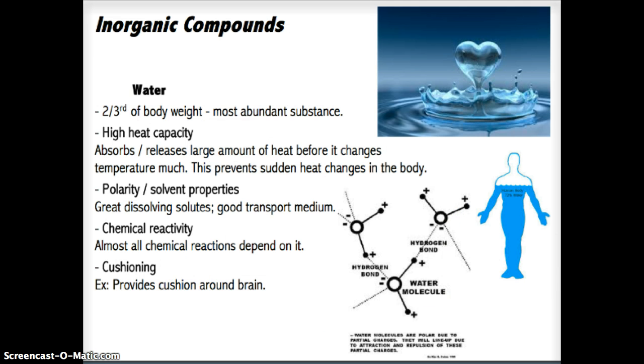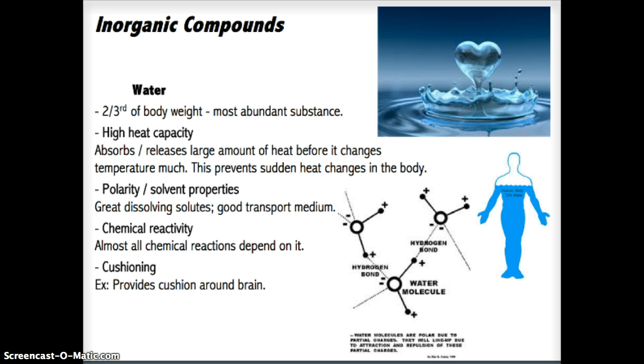Water is the largest quantity one of those inorganic molecules. About 2/3 of our body weight is water, so it's the most abundant substance in the body. It has a few really good qualities. One is that water has a high heat capacity, which means it can absorb and release large amounts of heat before it changes its temperature much. This prevents sudden heat changes in the body. That is very useful since we want a fairly consistent internal body temperature so we don't feel sick or chilled and the body can function properly.